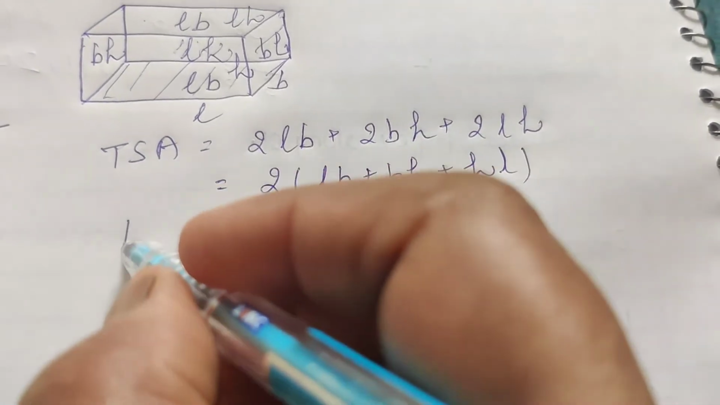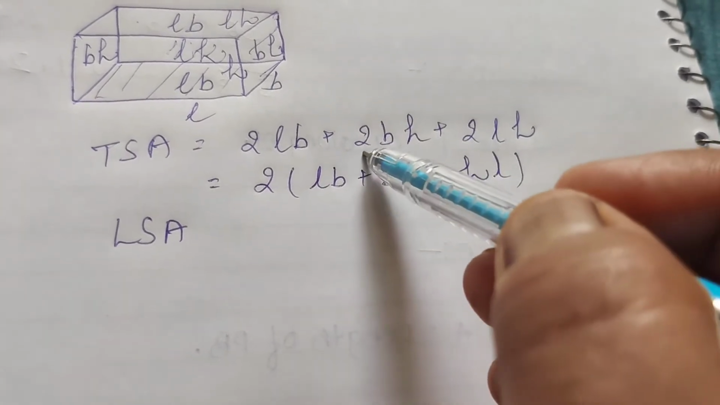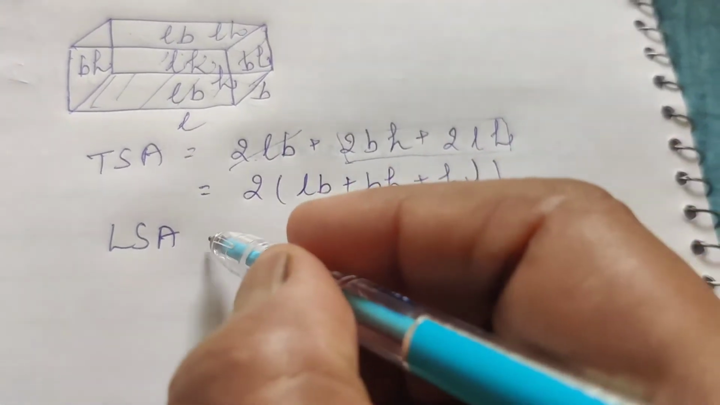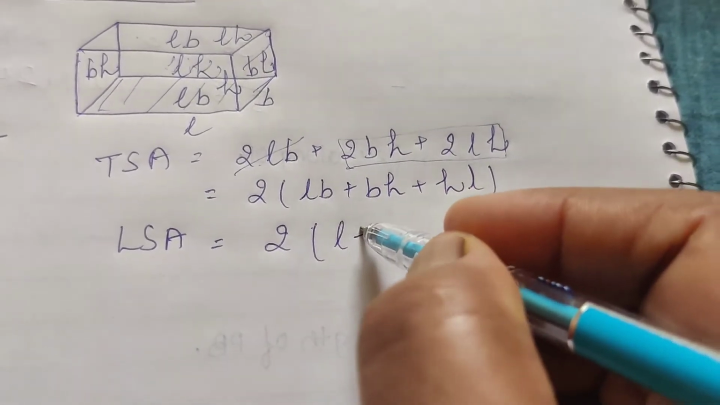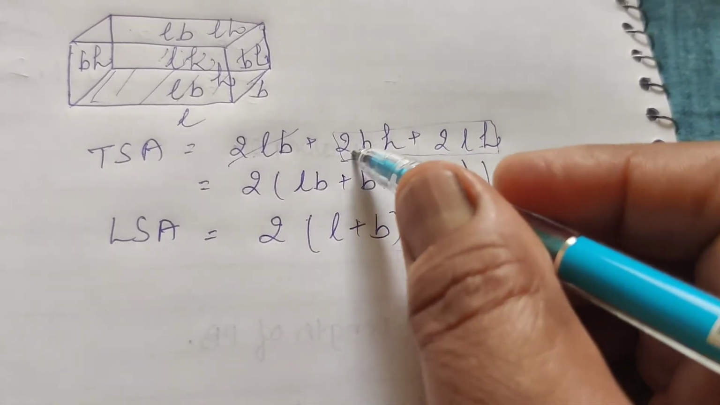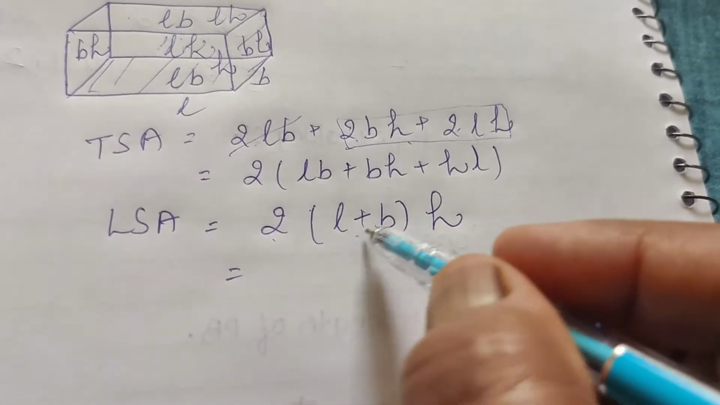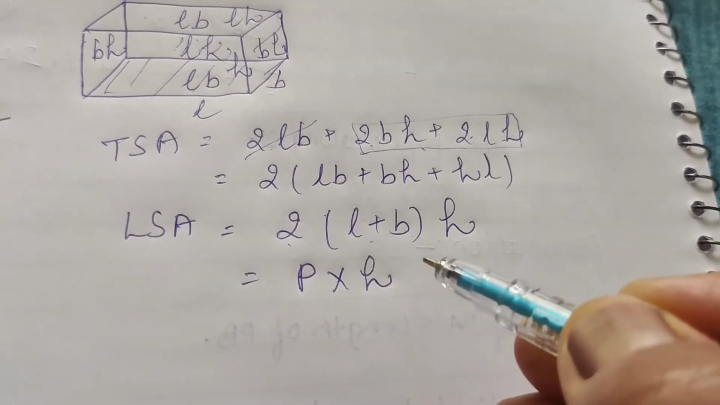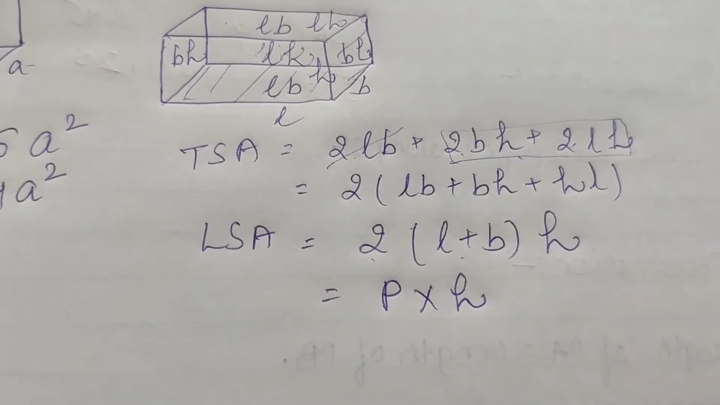And the lateral surface area means the area of these 4 sides without top and bottom. The lateral surface area is 2 times (L plus B) into H. Taking H common, 2 and H common, (L plus B). Now we can say 2 times (L plus B) is equal to the perimeter of the base, into height. This is the lateral surface area of the cuboid.